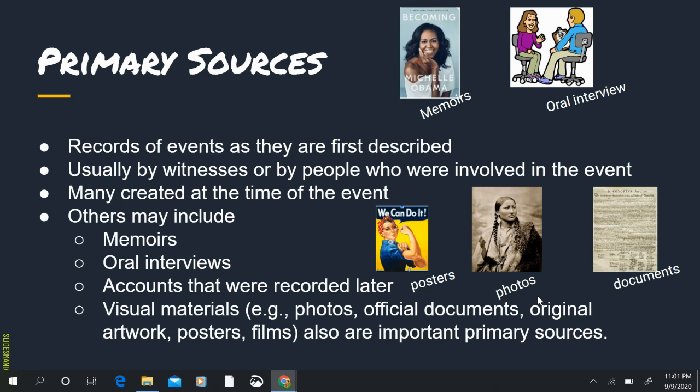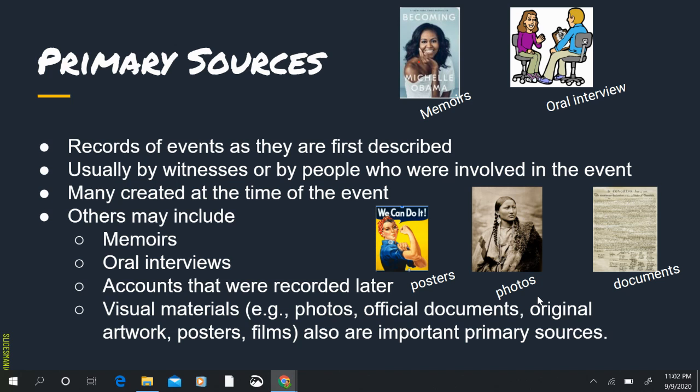Visual materials are also good primary sources. These can be things like photographs, although with photographs, you have to be careful that you have some kind of documentation that the photograph is an original photograph. Because with Photoshop and things like that today, photographs can be very easily changed and doctored to not be at all representative of what they originally were.